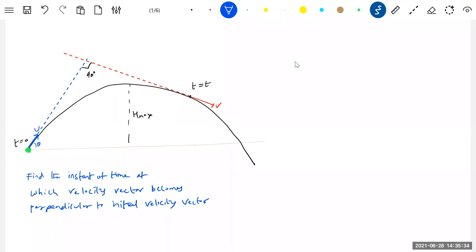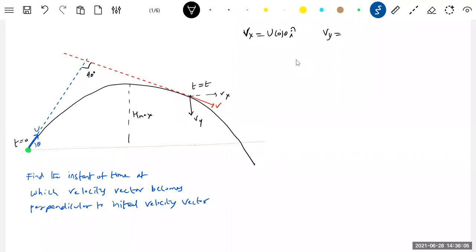Okay, now at this instant, let me resolve this. This will have Vx and Vy. So what is Vx equal to? We know Vx is equal to u cos theta i cap. Horizontal component of velocity remains same.